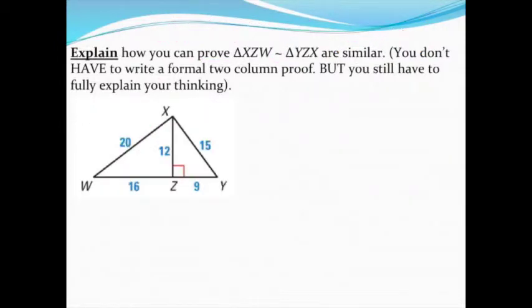Let's take a look at one more example and see if we can figure this out. Again, we don't have to write a formal proof, though we can if we want to. Let me see where these triangles are, because I've got some overlapping triangles. I don't know which one I'm looking at yet. So XZW is one of them. I want to prove that that triangle is similar to triangle YZX. So this one over here. So I'm looking at the 2 smaller triangles.